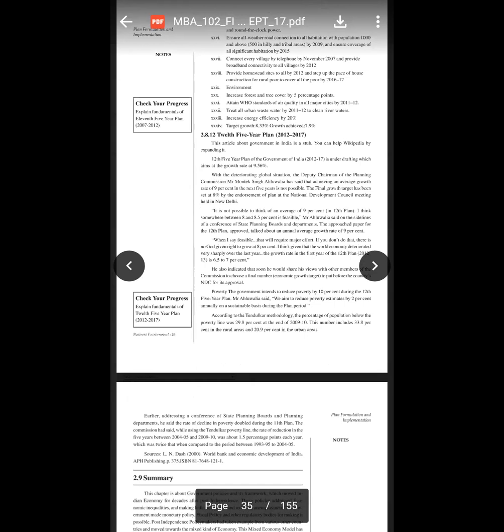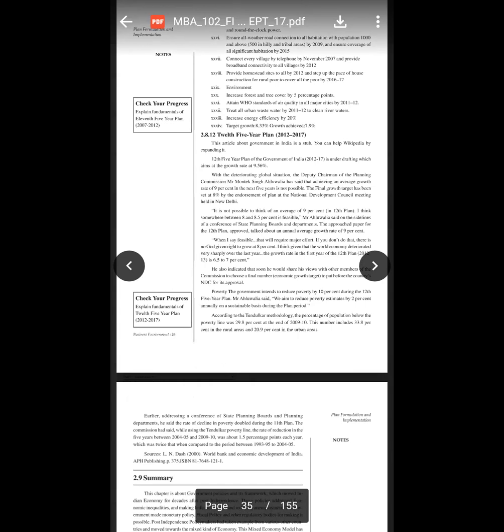Okay, now the 12th 5-year plan, we can see over here, the focus of this 12th 5-year plan has been given for the reduction in poverty. I mean, their focus is to get a reduction in the poverty line.